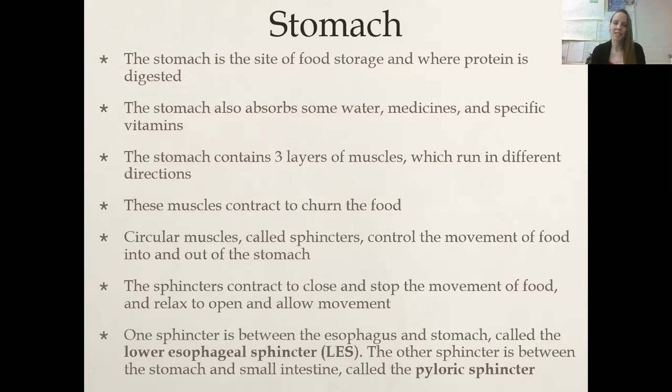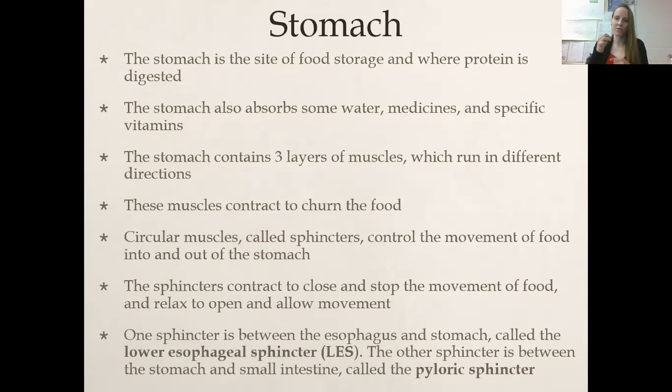The stomach has 3 different layers of muscle that all run in different directions. Those muscles contract in order to churn the food in the stomach. Then at either end of the stomach, you have these little circular muscles that contract in order to control food coming into or out of the stomach.